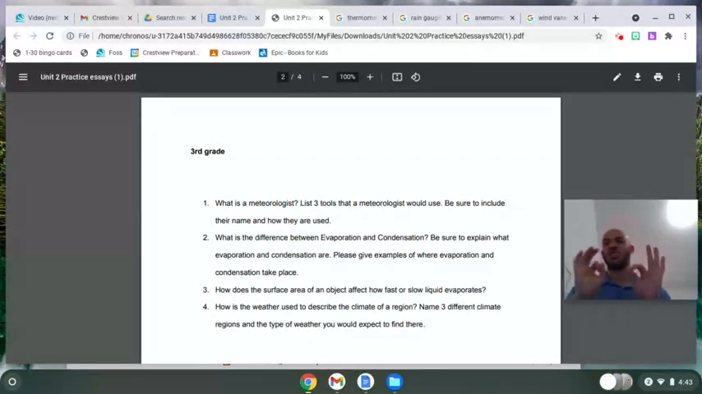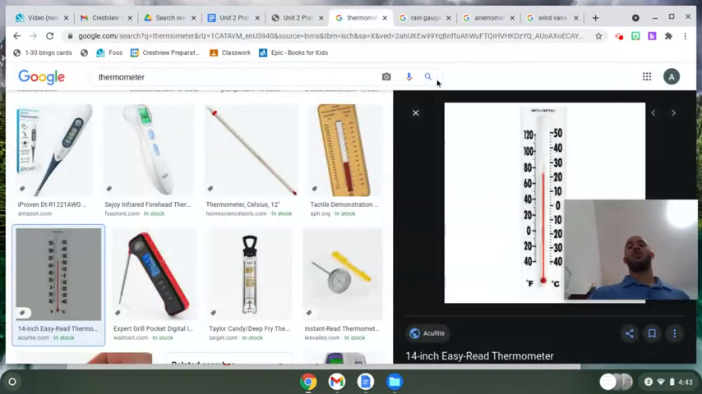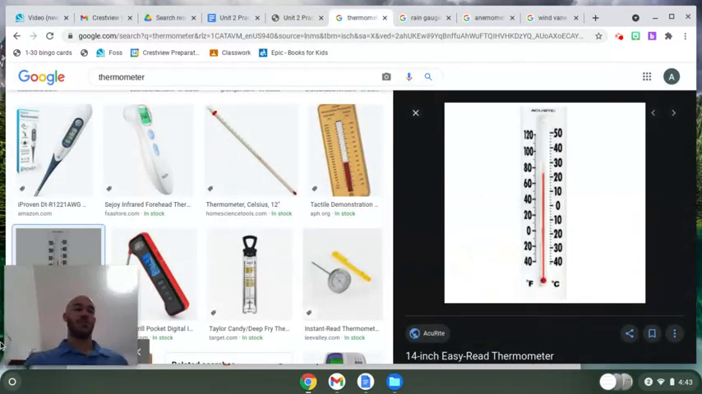Okay, a meteorologist studies the weather. 3 tools that a meteorologist would use. So I'm going to show you a picture. The first one is a thermometer. We are all familiar with thermometers. A thermometer is a tool that measures how hot or cool the air is, the temperature of the air in a given area. Okay, next we have a rain gauge.